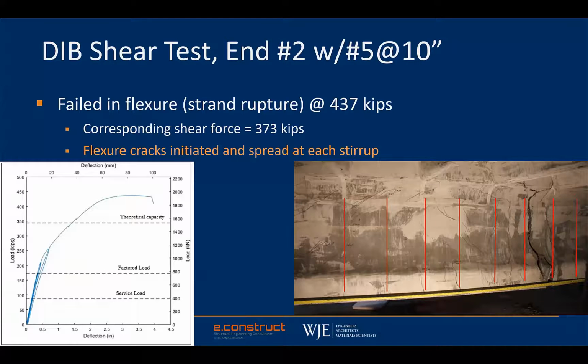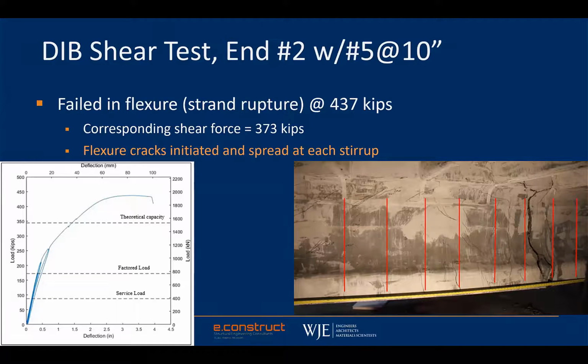The precaster, unfortunately at that time, but fortunately now, did not put enough flexural reinforcement to force the failure to be a shear failure. So we started to have cracking, and you will notice here these vertical lines. Cracks are at every single bar, every single stirrup, which are number 5 at 10 inches. And then eventually the beam failed in flexure.